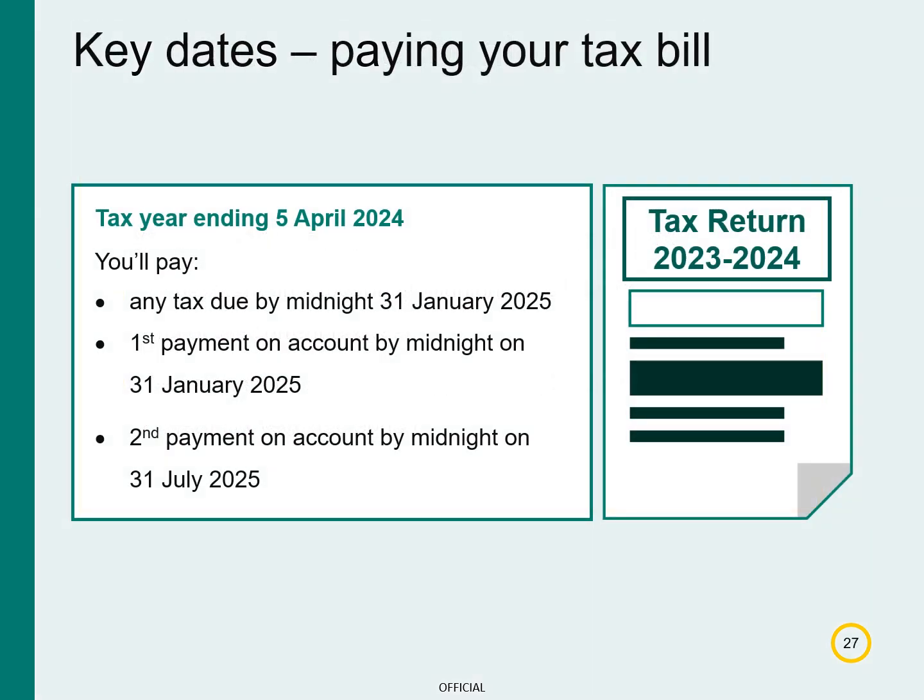For example, for the tax year ending the 5th of April 2024, you'll pay any tax due by midnight on the 31st of January 2025. First payment on account by midnight 31st of January 2025, and second payment on account by midnight on the 31st of July 2025. You can find more information about payments on account on gov.uk.